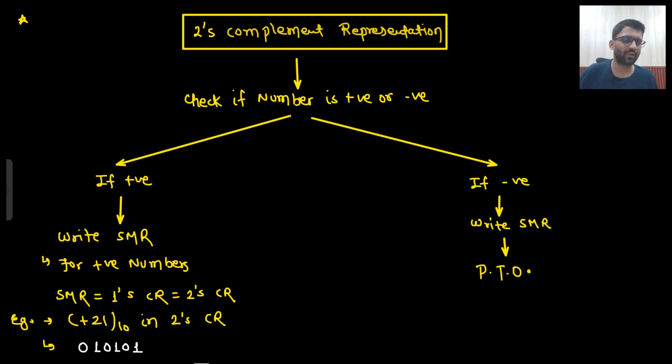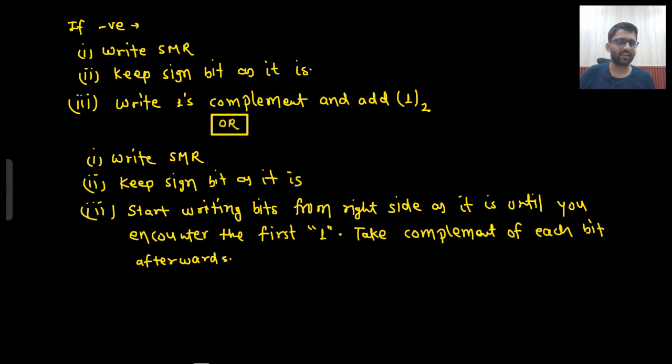But for a negative number, what will you do? I have written two methods. The same thing goes till here. Write SMR, keep the sign bit as it is, write 1's complement. After that you add 1 to it. Or what you can do is write SMR, keep the sign bit as it is, start writing the bits from the right end as they are until you encounter the first 1. Take the complement of each bit afterwards. If you are not understanding it here, let's take an example, you will understand it.